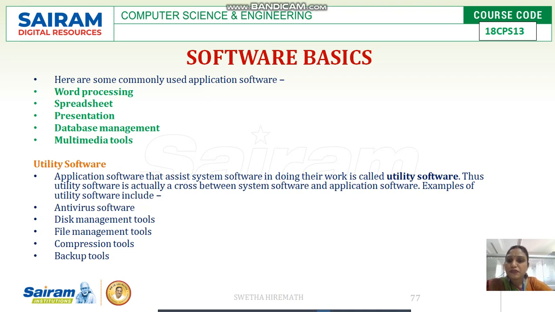Application software that assists the system software in doing its work is called utility software. Thus, utility software is actually a cross between the system software and application software. Examples include antivirus software, disk management tools, file management tools, compression tools, and backup tools. So this is about the utility software.